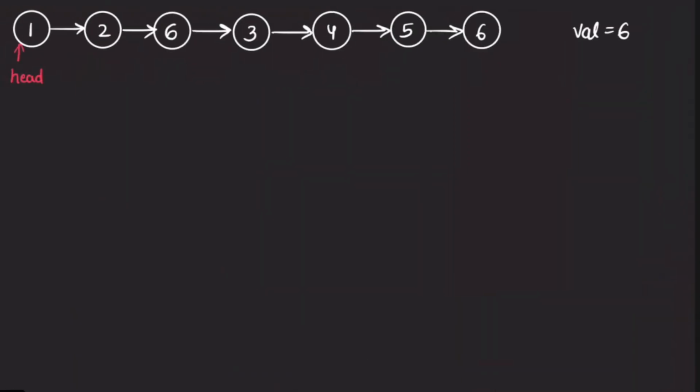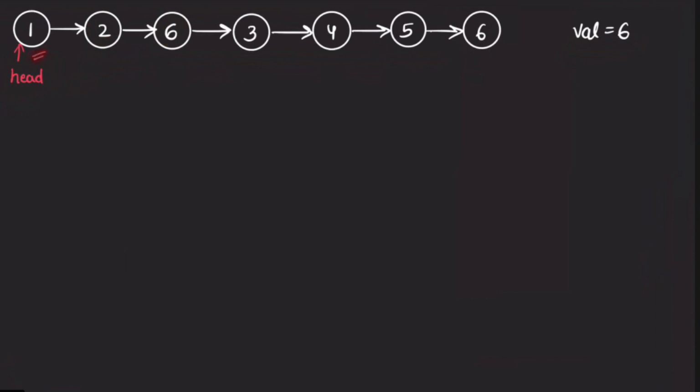So what they are saying is that we are given a linked list and its head is given to us in the input, and we are given another integer which is val. In this linked list, whichever node has its value equal to this val, that node we need to delete from the linked list, and return the new head.